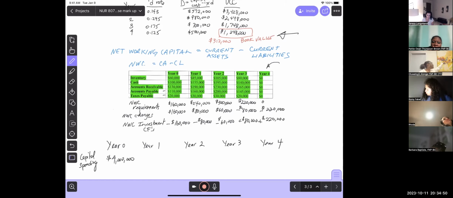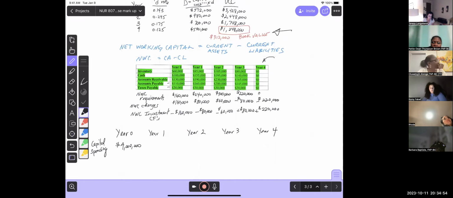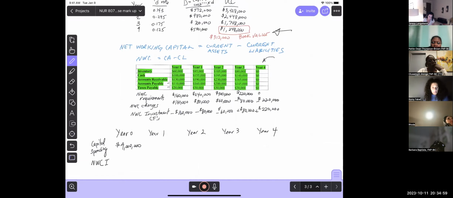And then what else happens? I can put it in different rows so it was separated. So what about net working capital investment and cash flows? I'm going to put them all across here. So this one is negative 160. This is negative 80,000. This is negative 60,000. And then this one is 22,000. Oh, no, I missed something.